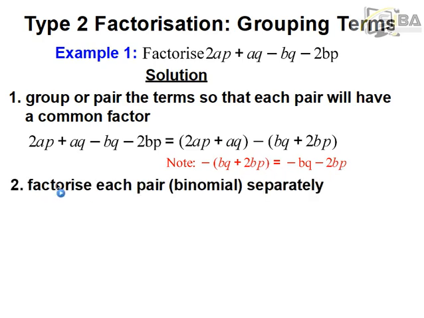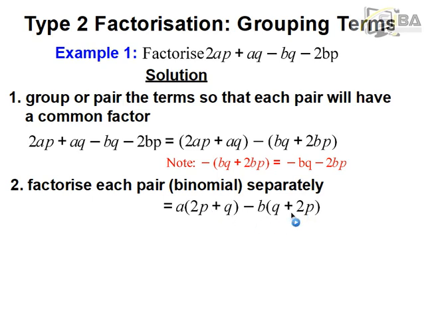Now let's continue. The next step is to factorize each pair or binomial separately. We have 2AP plus AQ. A is a common factor, so when you factorize it outside, we are going to be left with 2P plus Q inside the bracket. We bring our minus sign here. We factorize B outside, so BQ will be left with Q inside the bracket, and then 2BP will be left with 2P.